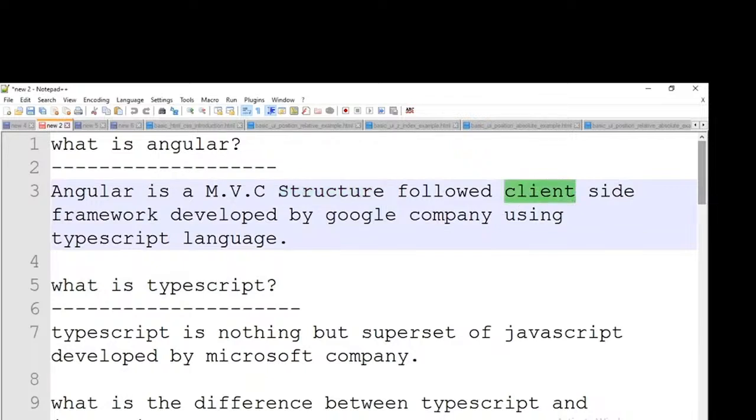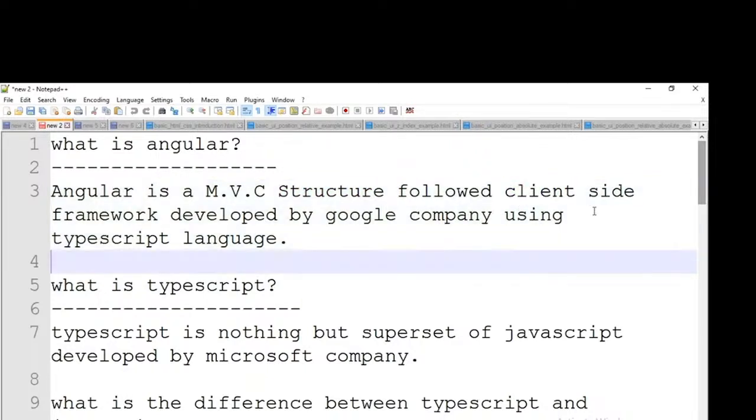Now coming to this client-side framework. In the software industry, we have two types of technologies: client-side technologies and server-side technologies. As per your knowledge, respond. What are client-side technologies and what are server-side technologies? What is the difference between them? As per your knowledge, respond.